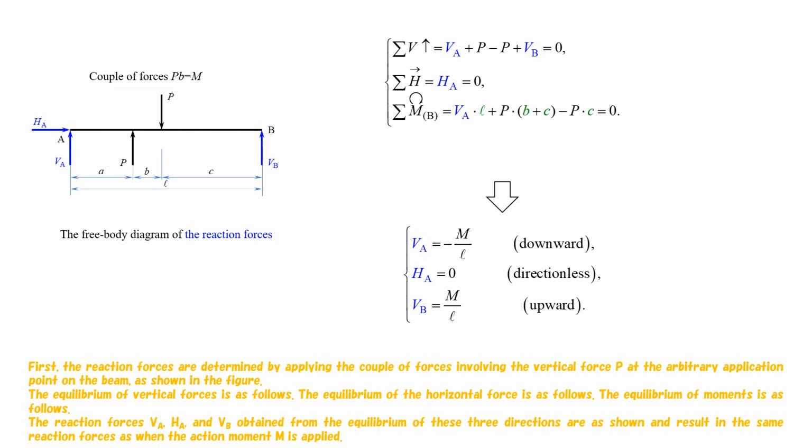The equilibrium of vertical forces is as follows. The equilibrium of the horizontal force is as follows. The equilibrium of moments is as follows. The reaction forces VA, HA, and VB, obtained from the equilibrium of these three directions, are as shown, and result in the same reaction forces as when the action moment M is applied.